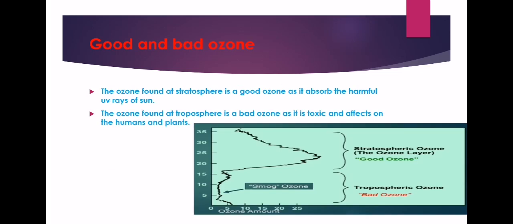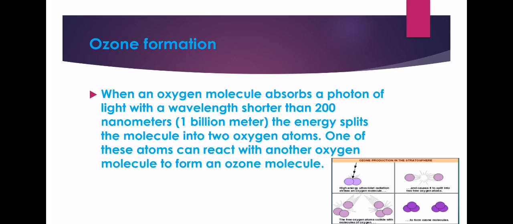Good and bad ozone. Let's begin with good ozone. The ozone found in the stratosphere is good ozone, as it absorbs the harmful ultraviolet rays of the sun. Bad ozone. The ozone found in the troposphere is bad ozone, as it is toxic and affects humans and plants.